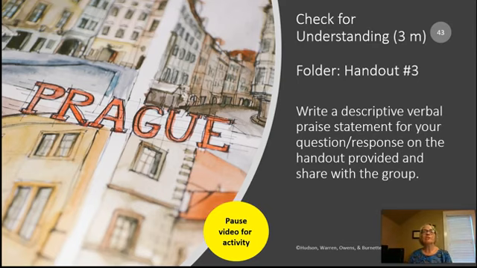Let's pause to check for understanding. For this activity, you'll work individually to write a descriptive verbal praise statement for the Abraham Lincoln adapted text question on handout 2. Where was Abraham Lincoln born? Use handout 3 in the folder to write the descriptive verbal praise statement. You'll have 3 minutes to complete this activity. Facilitators, please pause the recording now to give participants an opportunity to write a descriptive verbal praise statement.